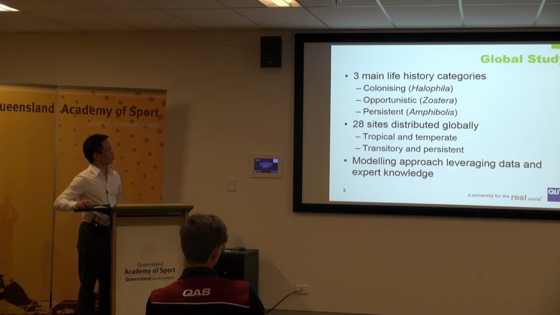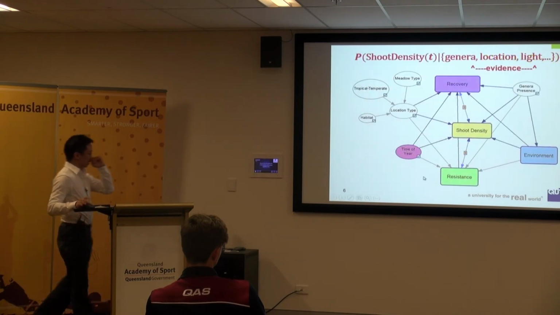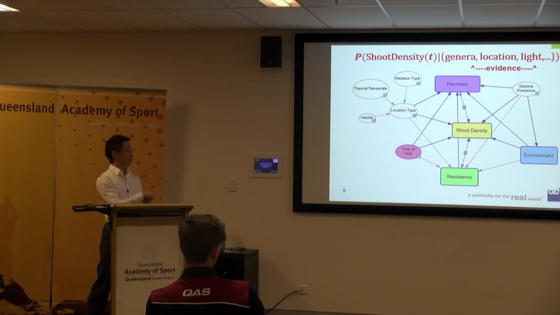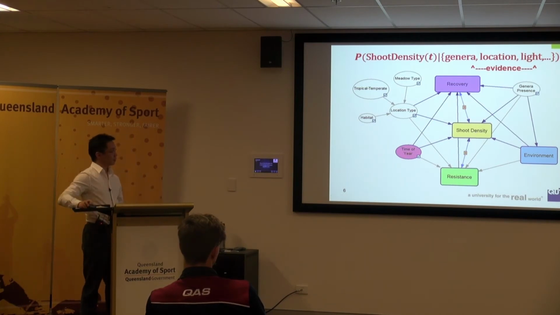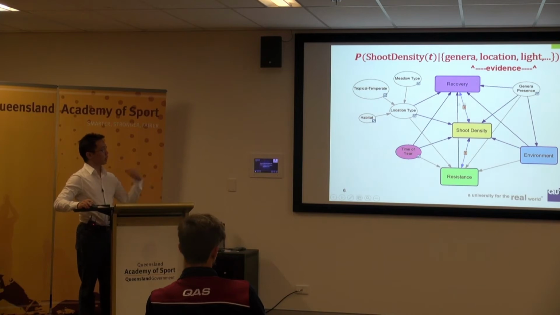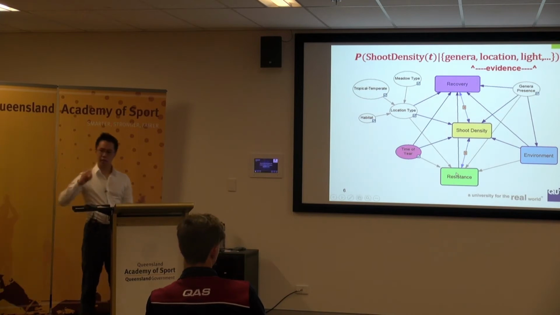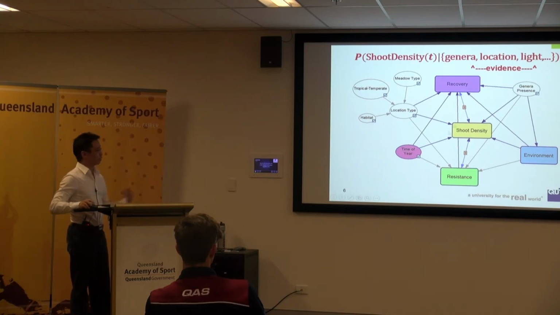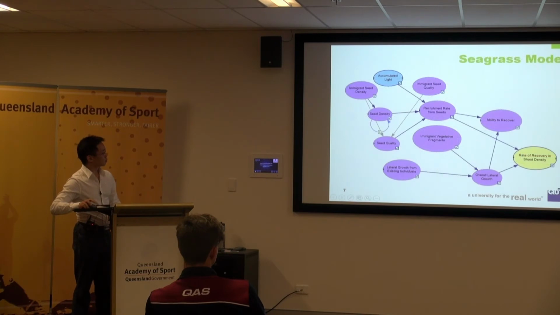And so this is a nice big global study. I don't have time to go through it, but basically, you have your main outcome variables: your population, your shoot density, your biomass, and your aerial extent. And this is affected by factors relating to recovery and to resistance. I think in the resilience talk the other day, David called it the buffer, the ability to buffer the stress. Time is a factor, environment as well, and then some species-specific factors.